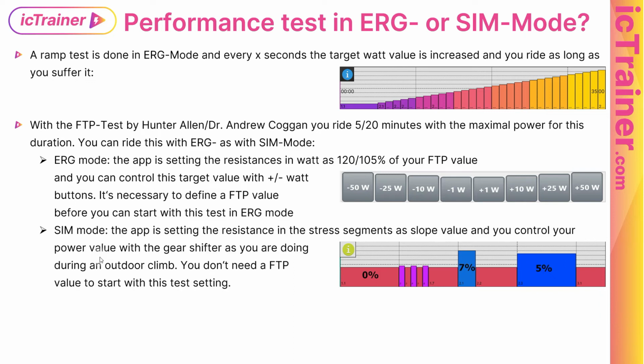But you can do it also in the sim mode. Then the app is setting the resistance in the stress segments as a slope value, and you control your power value with your gear shifter as you do it outdoor in the climb. And so you do not need to know about your FTP. You do not have to set it before.